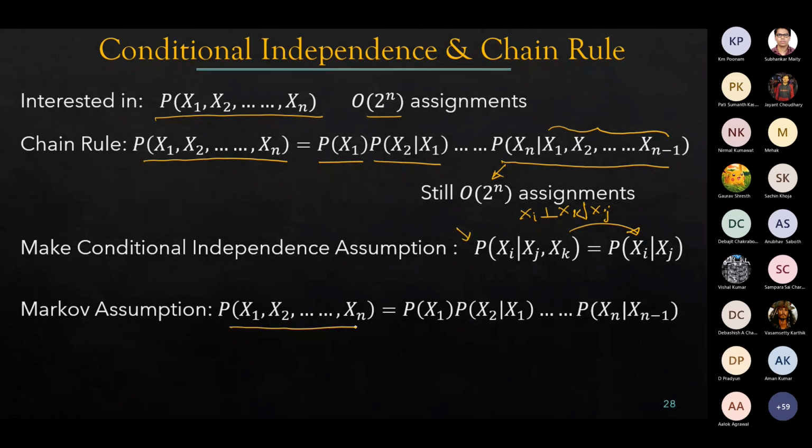Now, if we plug in this assumption in the chain rule, what do we get? We get this expression to be probability x1, probability x2 given x1, and finally probability xn given xn minus 1. So this is a very simplifying assumption that one variable is dependent only on the previous variable, and that is what we call the Markov assumption. But again, this is another kind of simplifying assumption. We are just saying that one variable is dependent only on another single variable.